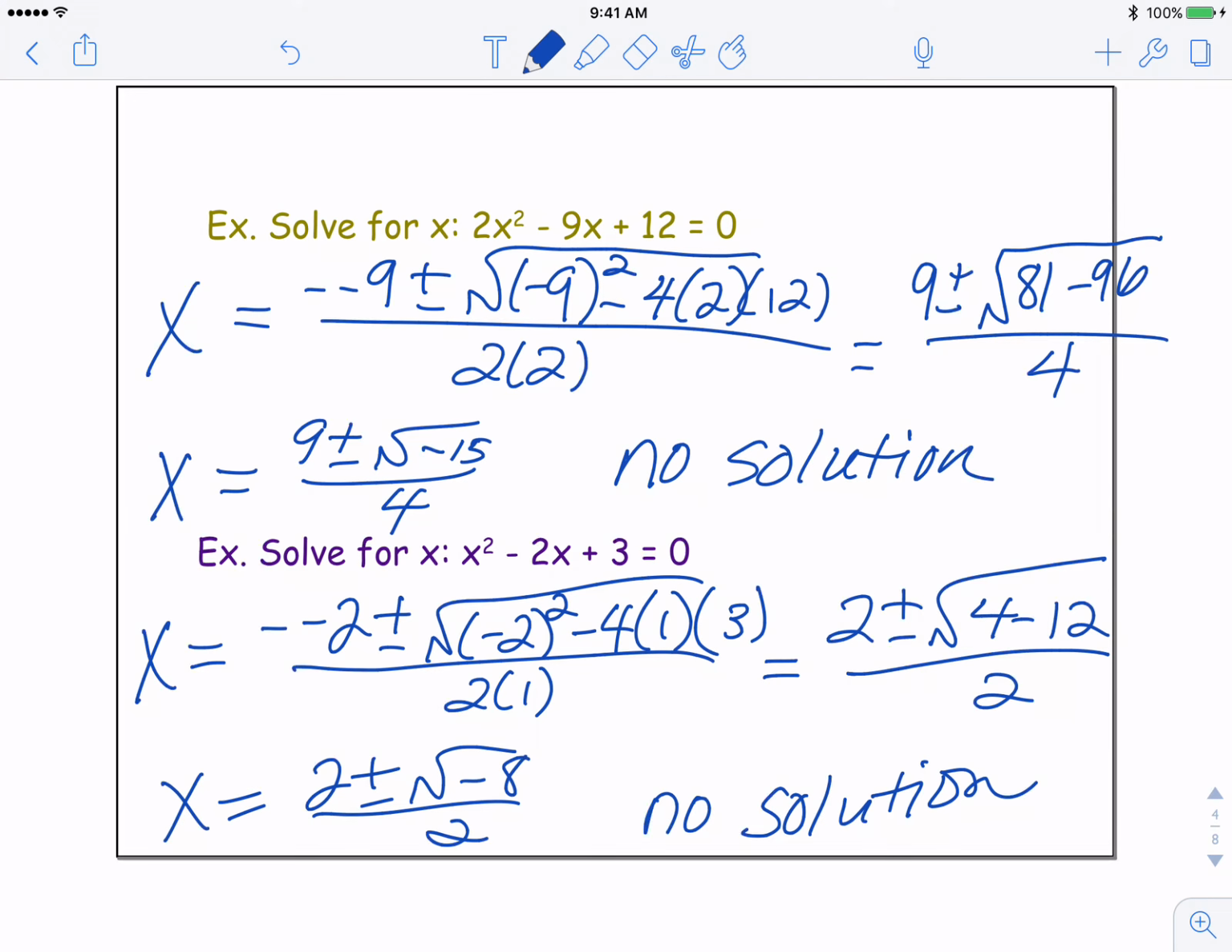If you chose to use the factored form, trying to get this in factored form, you would look for factors of 3 that add up to 2. There are no factors of 3 that add up to 2, so I cannot factor this any further, so I cannot find a solution here.